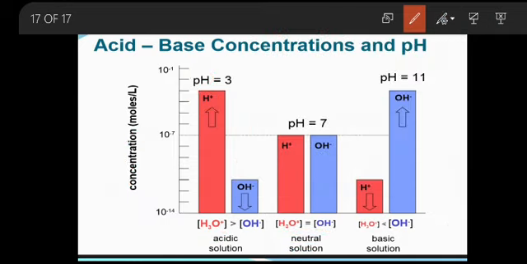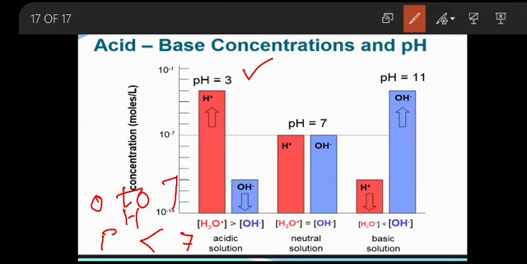Okay, coming back to your pH. For an acidic solution, pH is less than 7. So, if the pH is from 0 to 7, it is my acidic solution. pH is equal to 3, then it is my acidic solution. pH is equal to 5.5, then it is my acidic solution. pH is equal to 6.3, it is also an acidic solution.